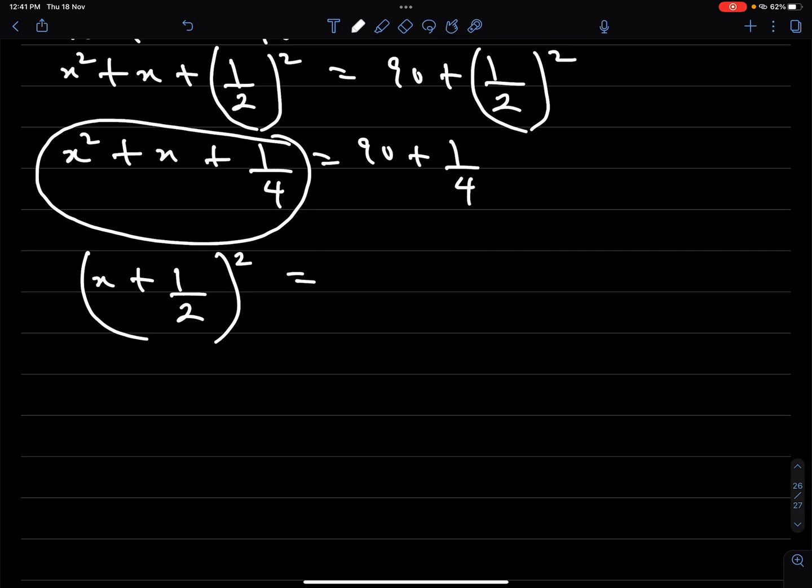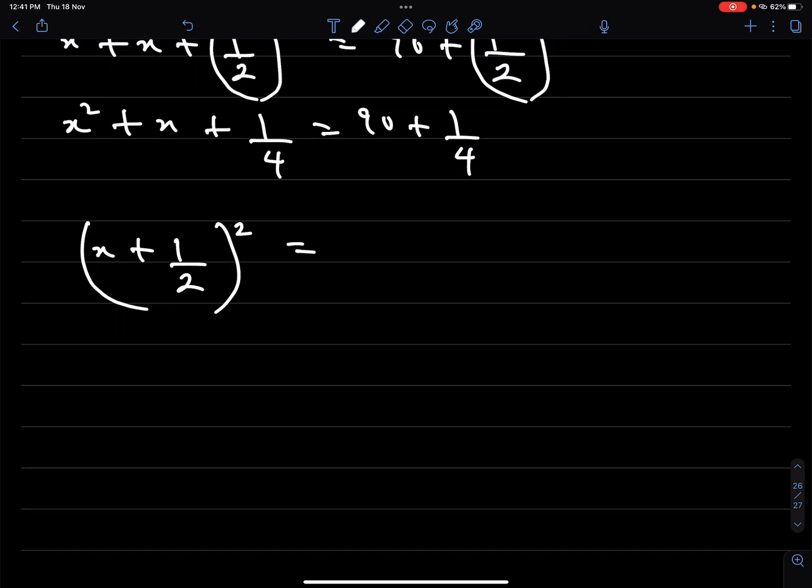We're supposed to write the left hand side as a square, and it's going to be the same as x plus half the coefficient of x, which is 1 over 2. If you expand the square of x plus 1 over 2, you are going to get x squared plus x plus 1 over 4. So that simply means 90 plus 1 over 4 is going to be 361 over 4.